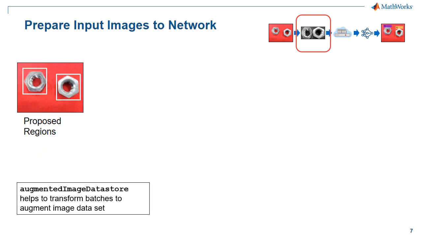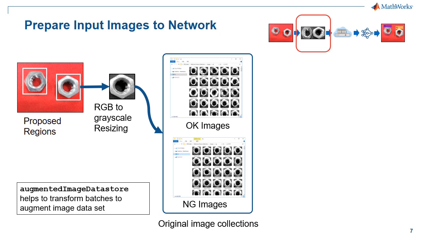So in order to work with the deep learning network, we have to prepare our input images. In this particular case, we started out with proposed regions of those two objects that we were just talking about. From there, we can turn the RGB images into grayscale, as well as resize the image files into a format that is acceptable by the deep learning network for the next step.